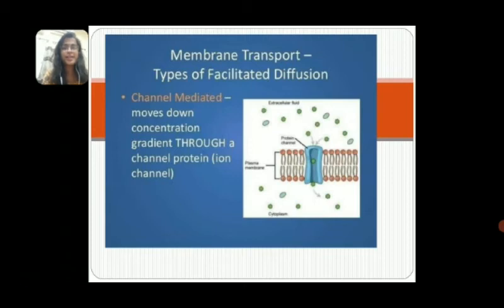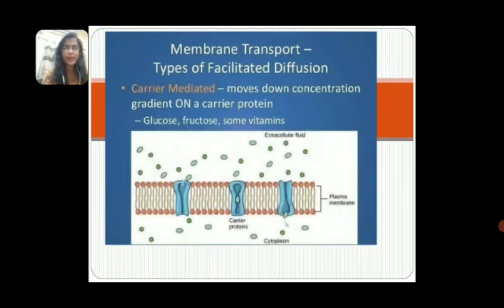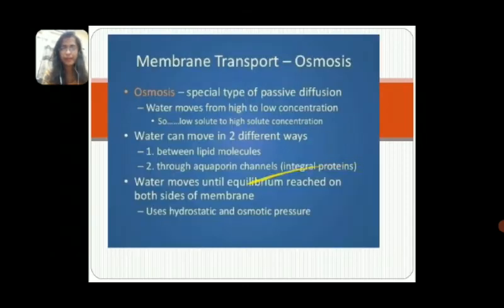Coming to the other part, see, this is how carrier mediated moves down the concentration gradient. Simple sugars or carrier proteins are involved in this process. For example, glucose, fructose and some vitamins move across.